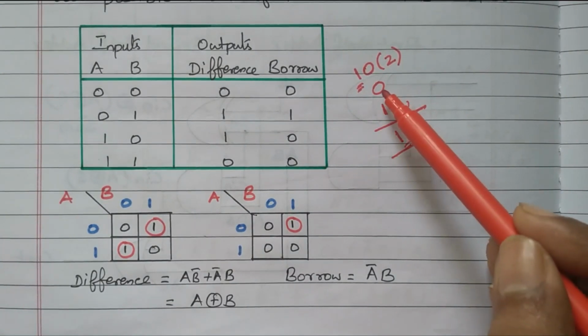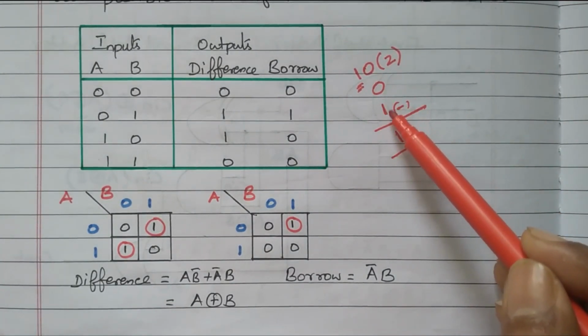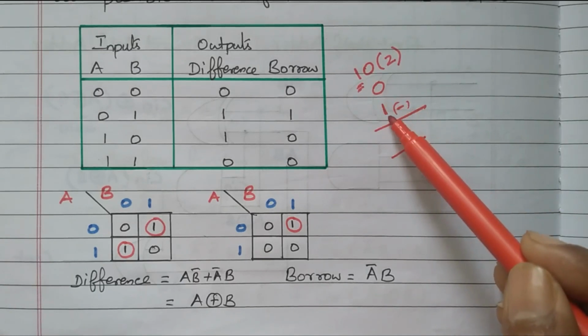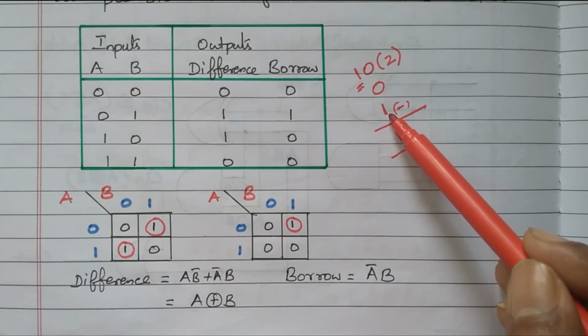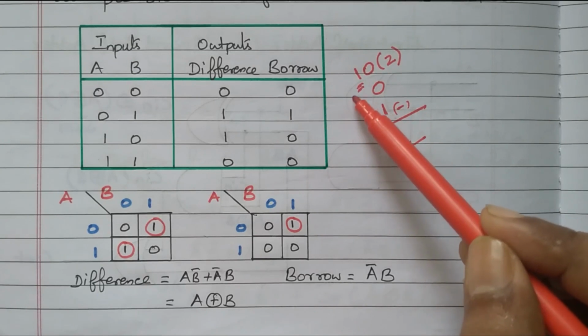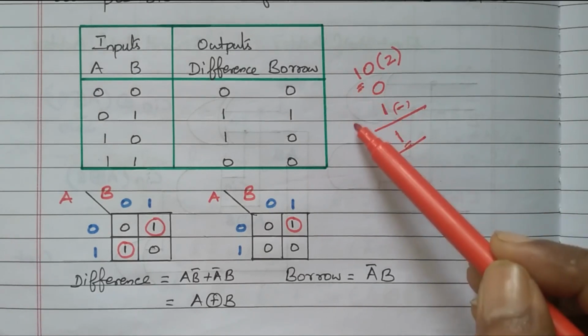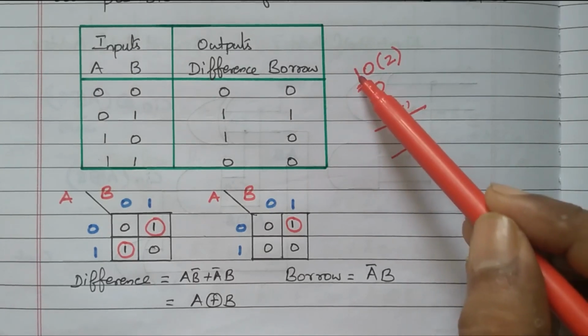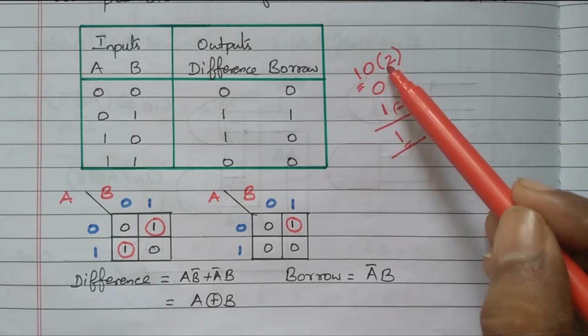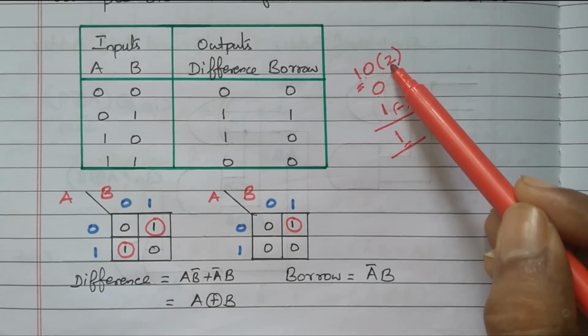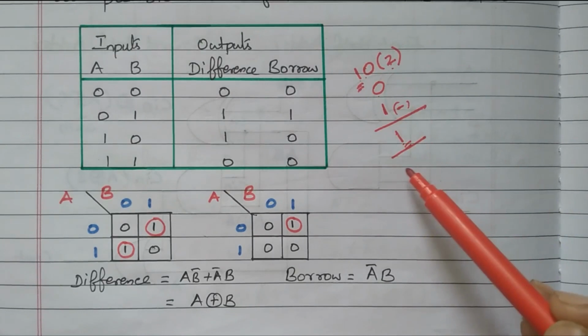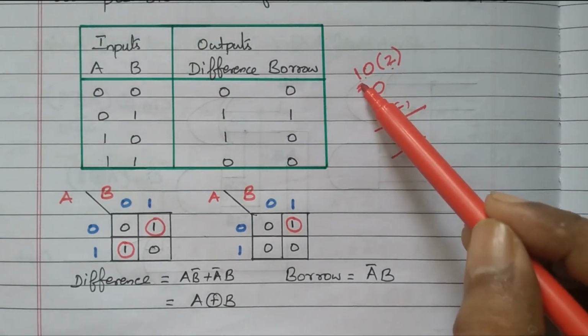I will explain again. 0 minus 1: the first number is smaller and the second number is bigger, so it is not possible to perform the subtraction. We need to borrow 1 from the previous digit. While borrowing 1, this 0 becomes 10. 10 is the decimal equivalent of 2. So 2 minus 1 is 1. So the difference is 1 and borrow is also 1.